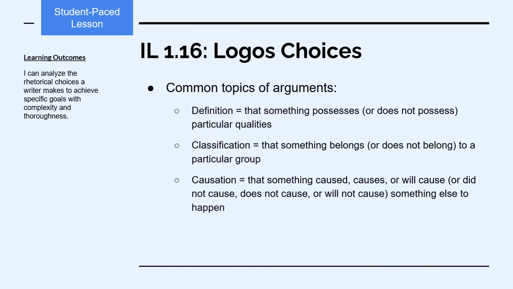It can also help you when identifying logos-based techniques and the kinds of arguments you're looking at to understand what the common topics of arguments are. Here's a short list. A definitional argument is an argument that says that something possesses or does not possess particular qualities. A classification argument, that's an argument that says that something belongs or does not belong to a particular group. A causal argument, we've studied these. It's an argument that says that something caused, causes, or will cause, or did not cause, does not cause, or will not cause, something else to happen.